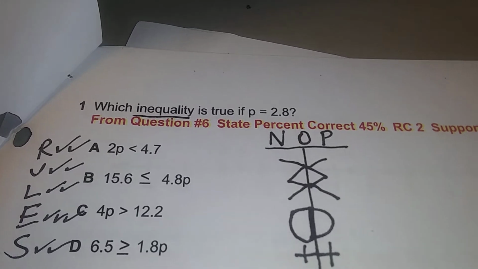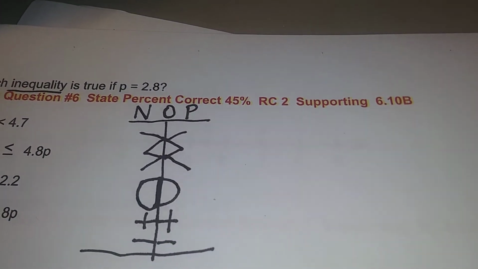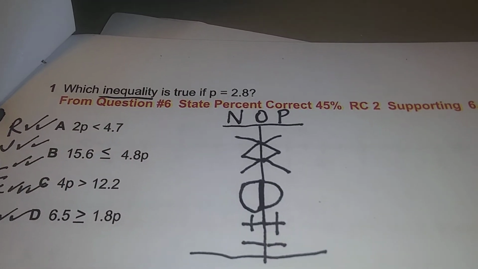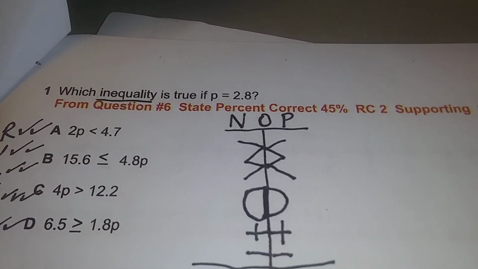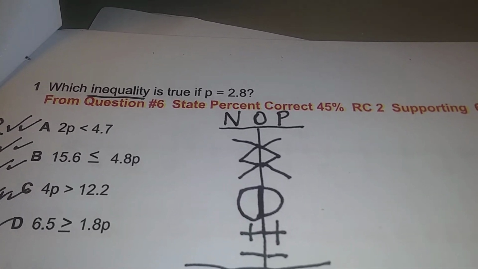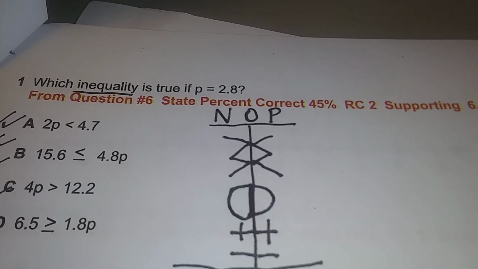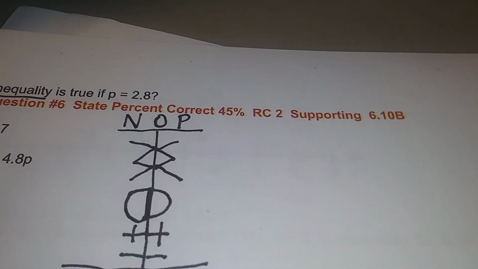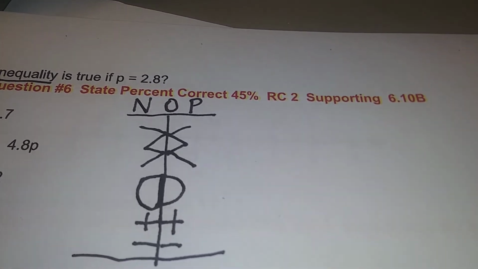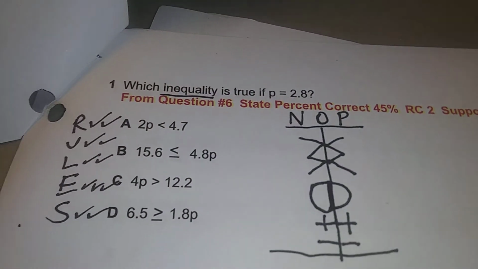And today I'm going to be doing question number 1 from my 6th grade mini math problems from last year's test. This is based on question number 6. It got a state percent correct of only 45%. Reporting category 2. It was a supporting standard, which means they should have learned it in 5th grade. It's student expectation 6.10b.